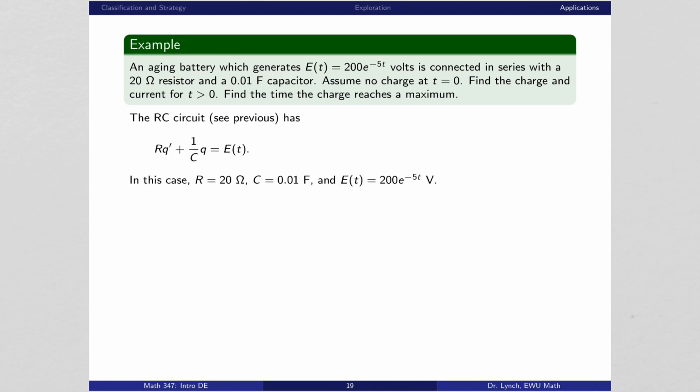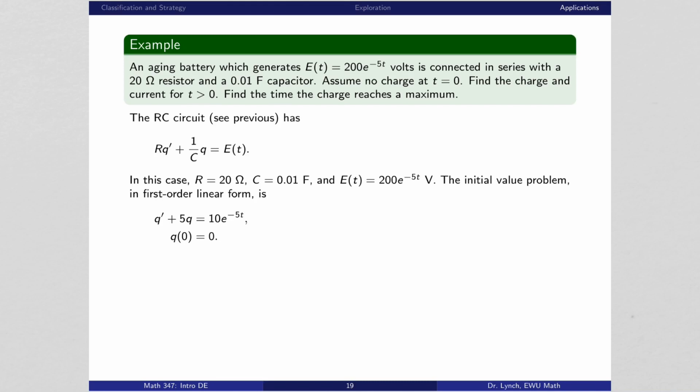So the RC circuit equation, again, is R times Q prime plus 1 over C Q equals E of t. In this case, we'll take the resistance R to be 20 ohms, the capacitance C to be 1/100th of a farad, and the source term E of t to be 200 times e to the minus 5t volts. Substituting those in, we have an initial value problem in first order linear form, which, when you divide both sides by 20, can be written as Q prime plus 5Q equals 10 times e to the minus 5t, where the initial condition is given by Q of 0 equals 0.